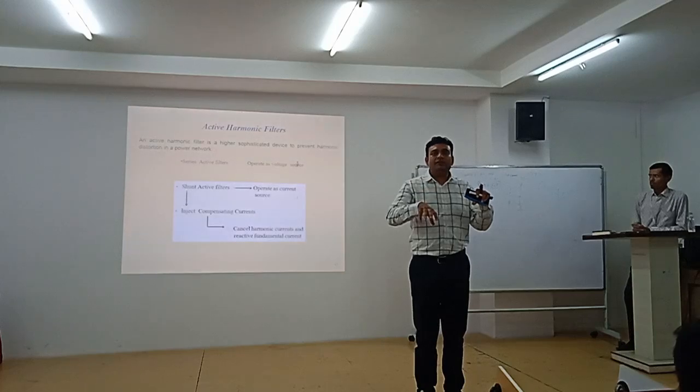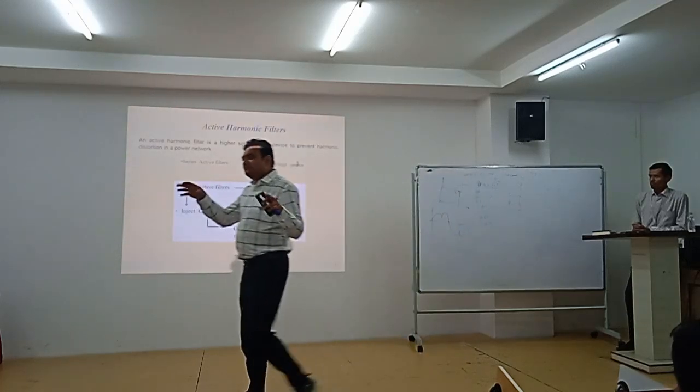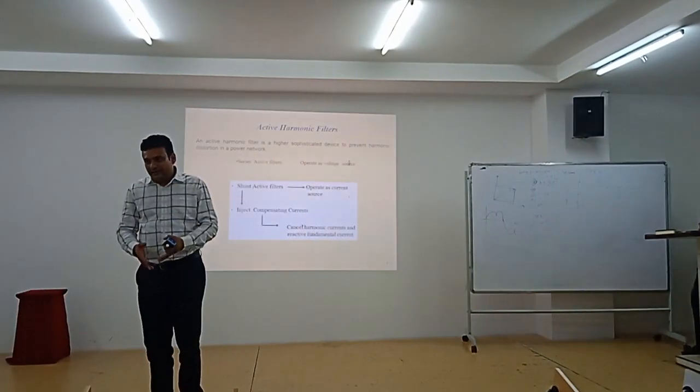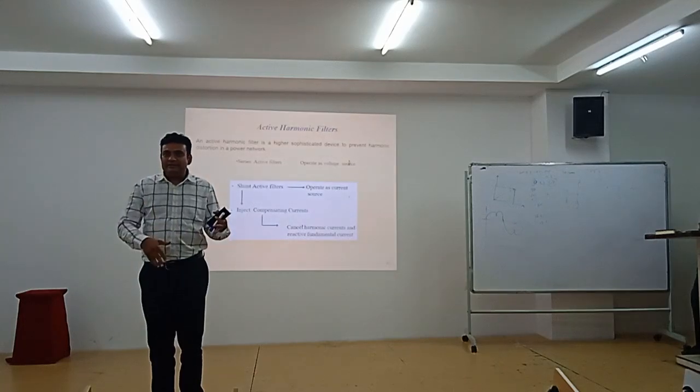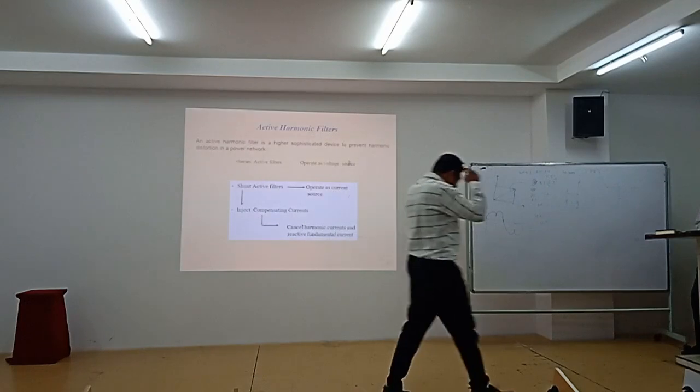Same rating, you can design the VA, right? If your system is 30 kVA, you can design a 30 kVA line, right? So L and C are designed accordingly, right? Shunt.